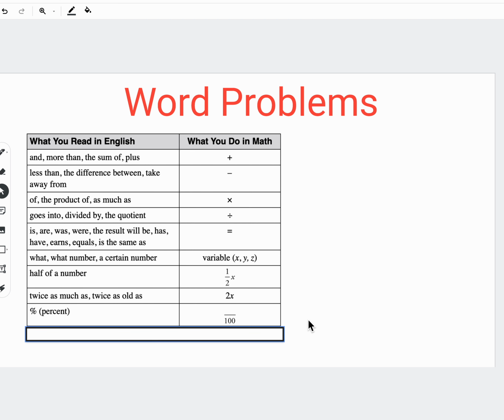Percent means out of 100. Something divided by 100. How many times greater will mean to divide the two numbers.